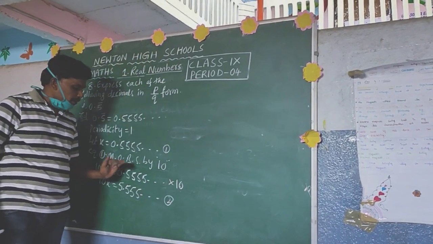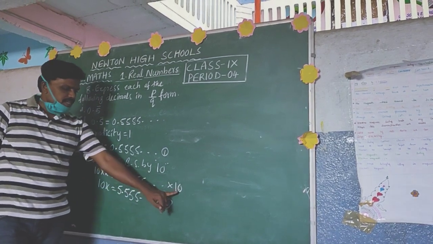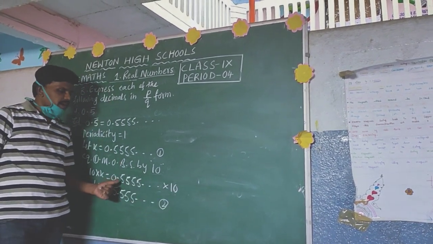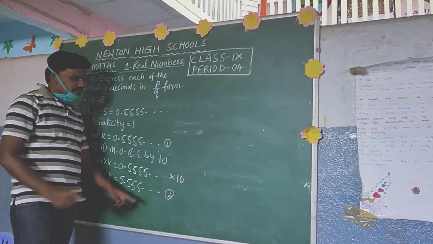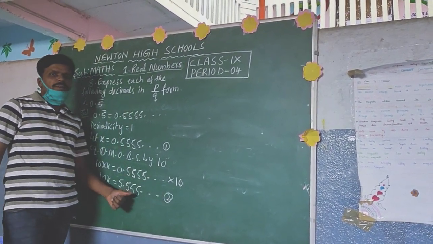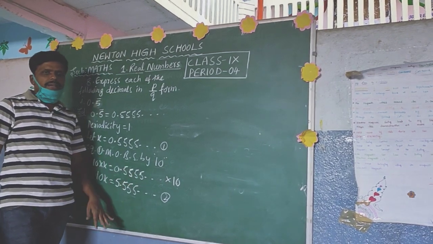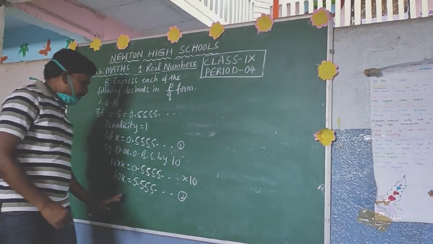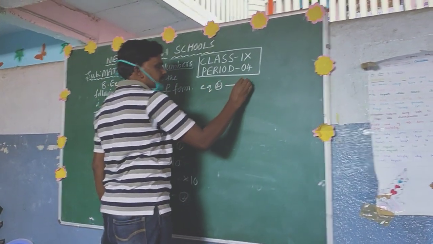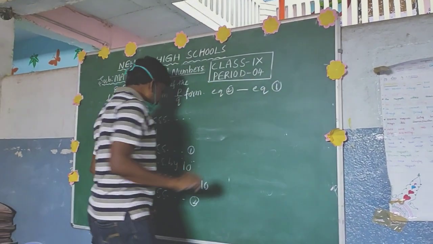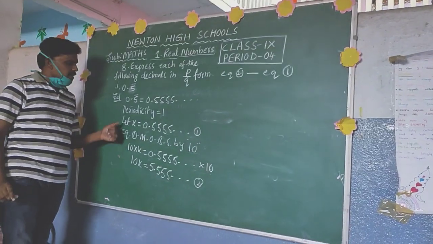After how many digits do we put the decimal point? If it is 10, the decimal point moves to the right and comes after one digit. If it is 100, the decimal point comes after 2 digits. Like that we have to multiply. Then after that, what do we do? Equation 2 minus equation 1. From the second equation we have to subtract the first equation.